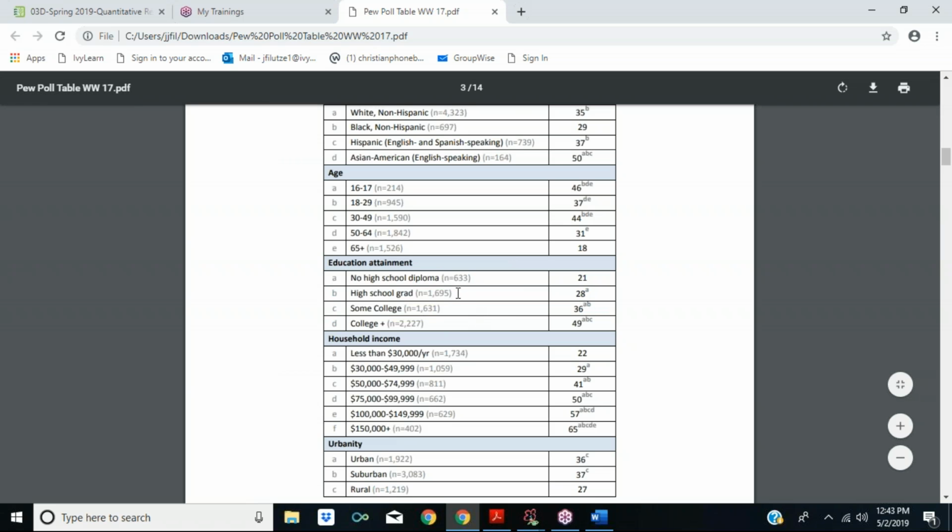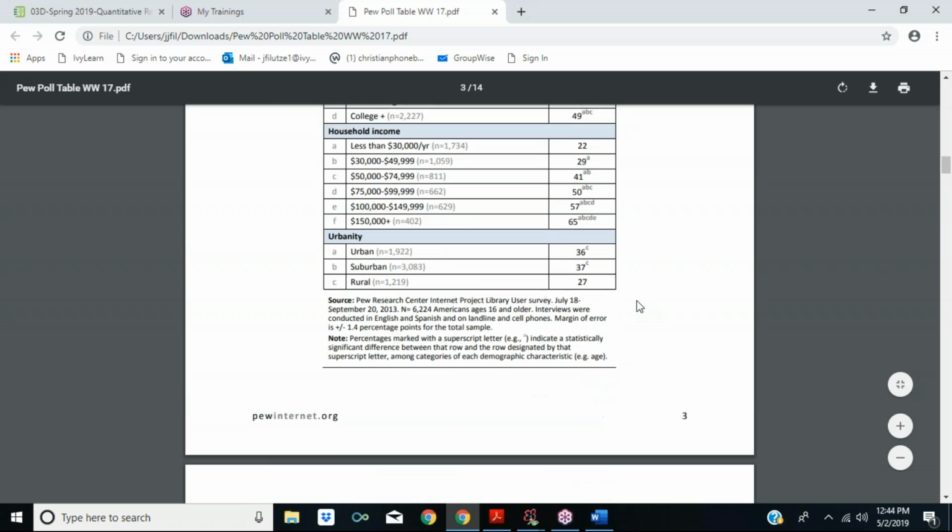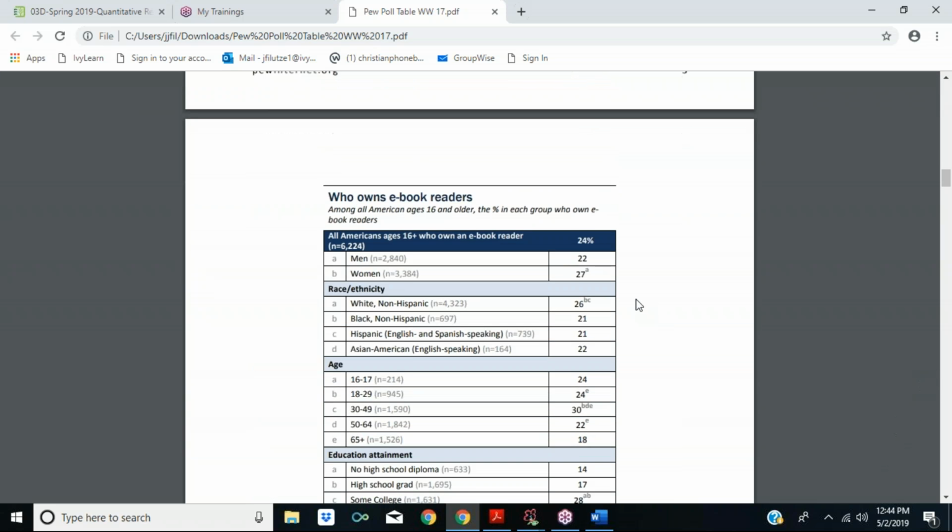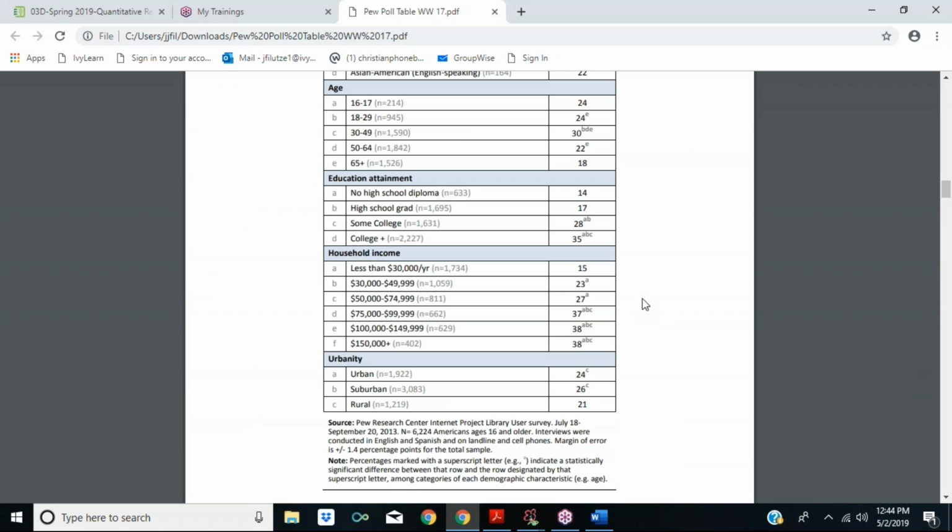So if it asks you what percent of high school grads, you have to take this number of high school grads and divide it by these four numbers added together, okay? Not the 6,224 that answered the whole survey. Only this many people answered the education attainment level. So that's probably going to be in section 17 since it goes with this data. So there's just a note for you there, okay?